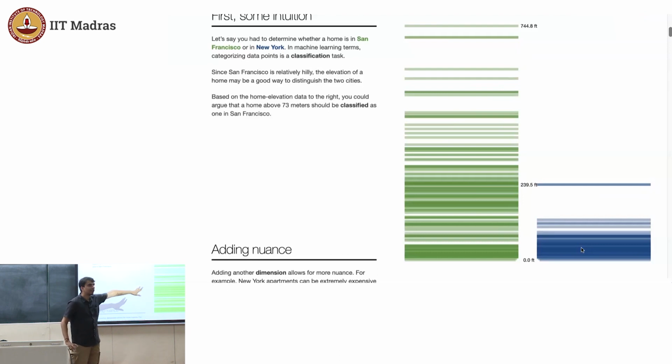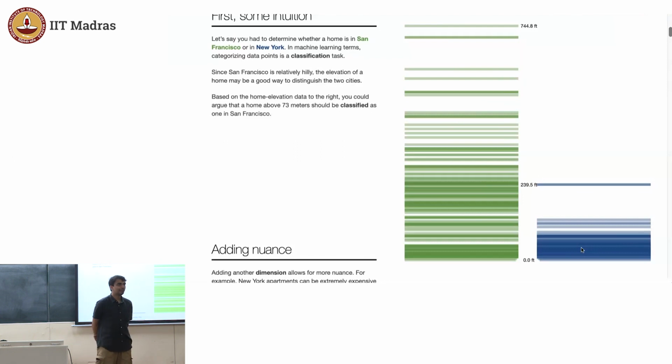This number is 240 feet, right? So what are you saying? That is saying that if a house, so this is your classification model, that is if a house is greater than 240 feet, then it is green, otherwise it is blue. That's your model. That's a very good approximation. So that means that if a house really is, let's say, 300 feet above the ground, then you will classify it as a house in San Francisco, which is green. Or if the house is less than 240 feet, you will classify it as New York. Right? So that's a good first cut model.